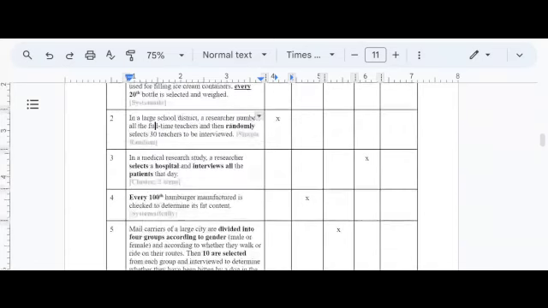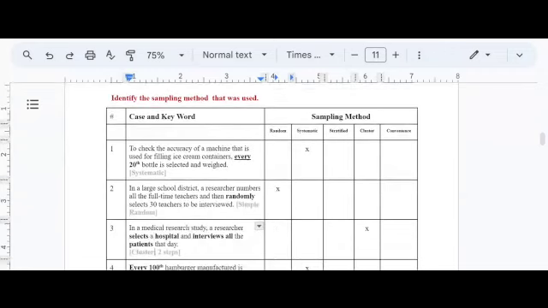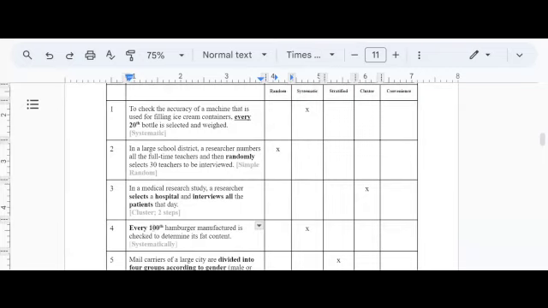Should we take one? Let's take one. Okay, whose turn? Please read. Check the accuracy of the machine that is used for filling ice cream containers. Every 20th container is selected and weighed. What type of sample is this? Every 20th. So 20th, 40th, 60th, systematic.